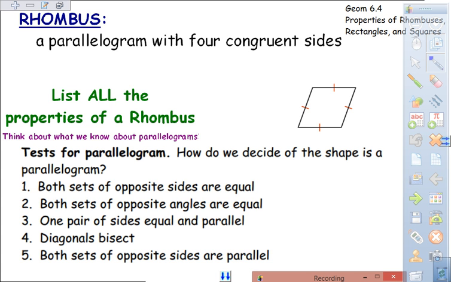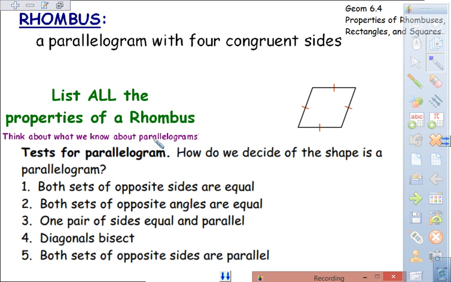Today we are doing lesson 6-4, properties of rhombuses, rectangles, and squares. A rhombus is a parallelogram with 4 congruent sides. Notice the markings on the shape. List all properties of a rhombus.